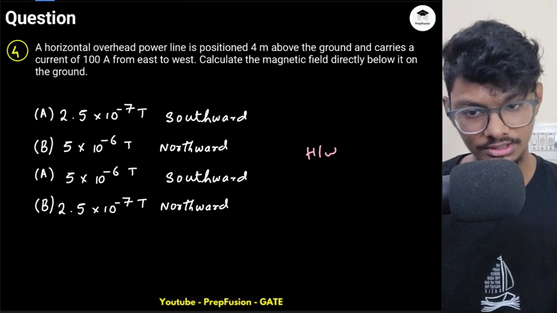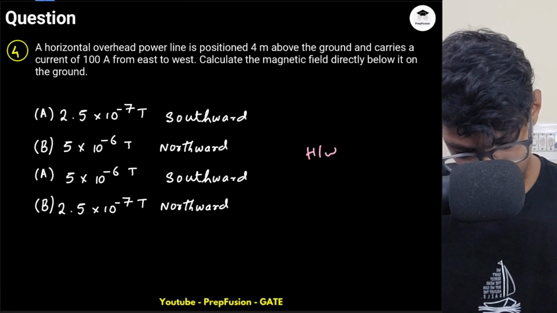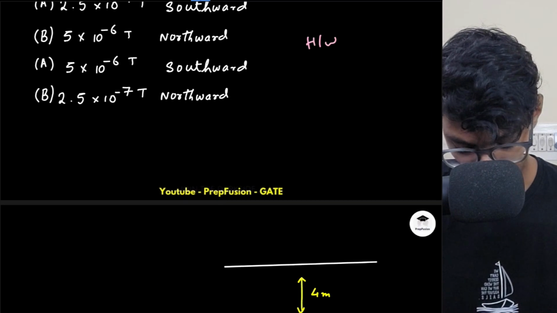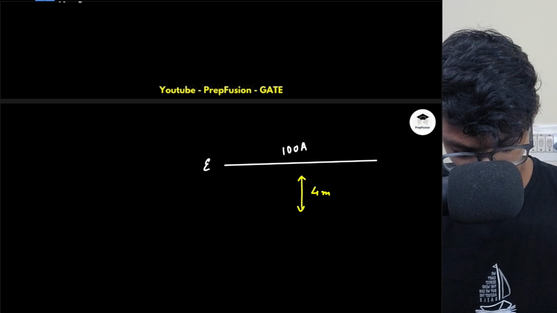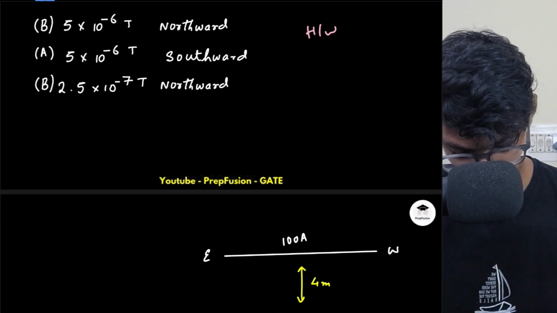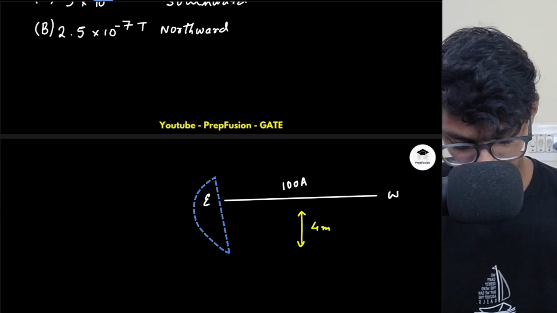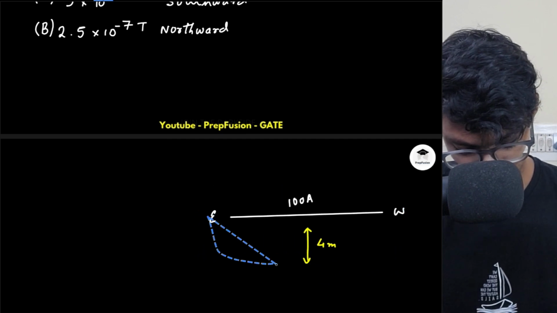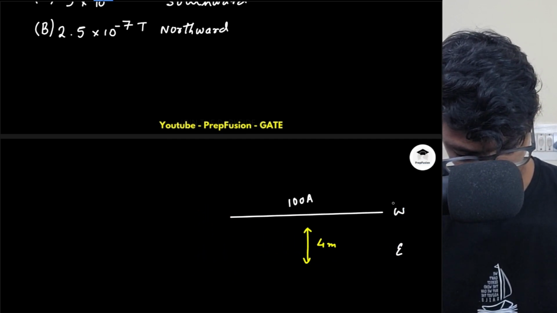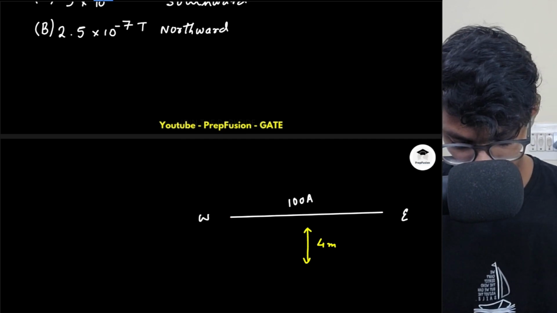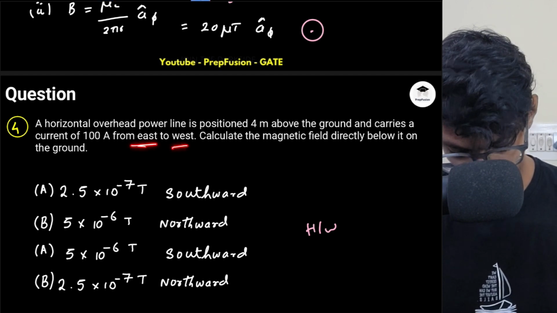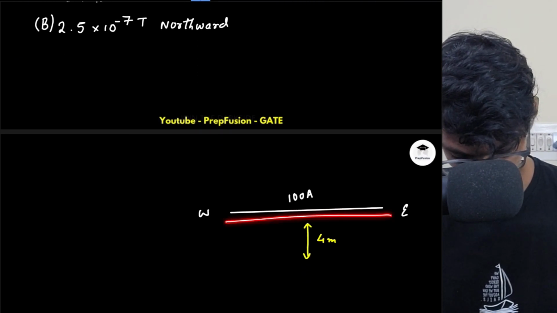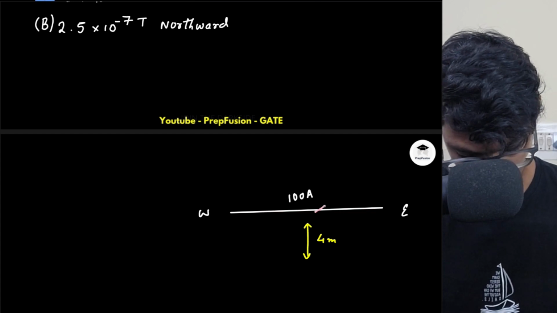Now next, what are they telling? They are telling me that it carries a current of 100 amperes from east to west. What I will do is, west is generally on the left, so I will write west on the left and east on the right, just for my convenience. So it is carrying current from east to west, so current will be in this direction.